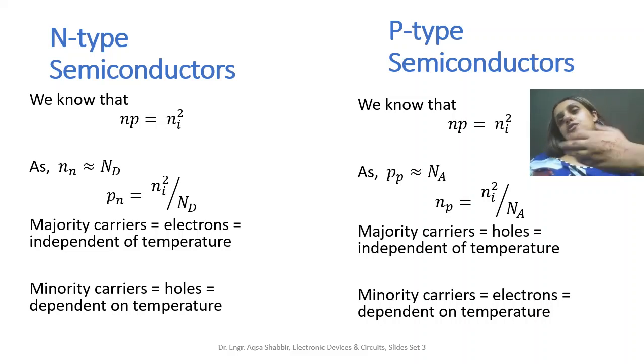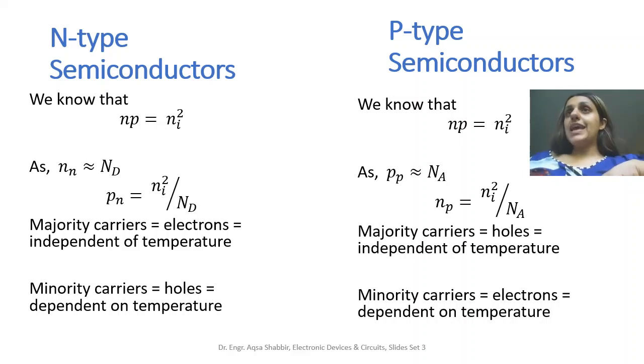However, because the processes of ionization and recombination are nevertheless taking place, the minority carriers inside an n-type semiconductor are holes. And these minority carriers, or holes, are still dependent on temperature, because they are generated as a process of ionization, which in turn is dependent on temperature.